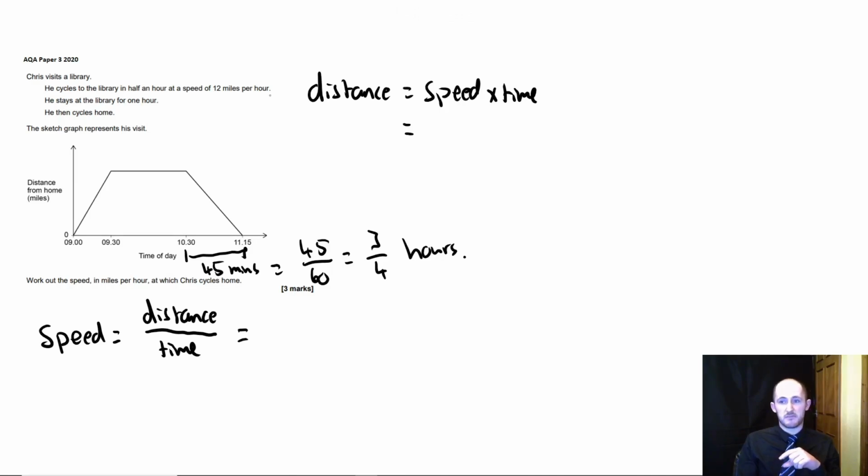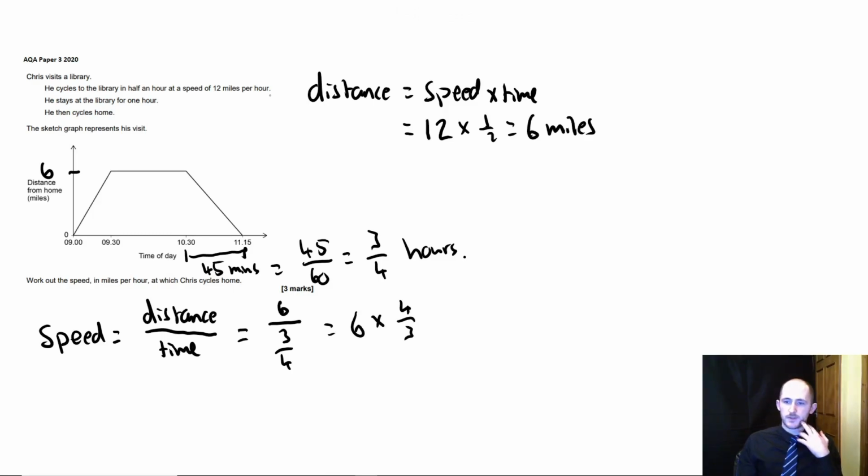Okay, Evie, 8 miles an hour. Oh, well, you guys give me answers. Okay, my bad. So that's 12 times a half. So he's 6 miles from home. Right? So this distance here is 6. So my distance is 6. I'm dividing it by 3/4. So that's 6 times 4 over 3. So 6, 12, 24, 8 miles per hour. Well done.